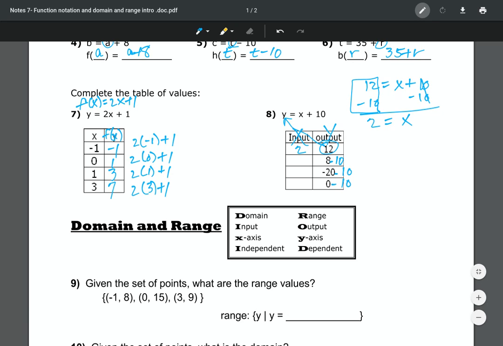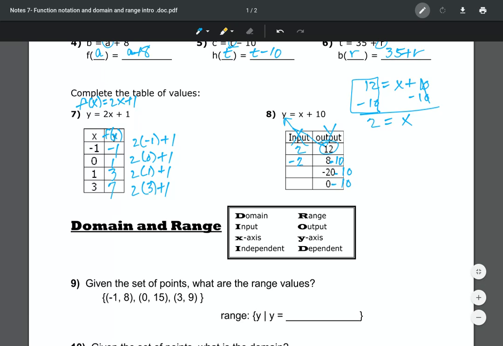So 8 minus 10: same sign, add and keep; different sign, subtract. Take the sign of the higher, then you'll be exact. So the 10 is the higher number, and it has a minus sign in front of it.